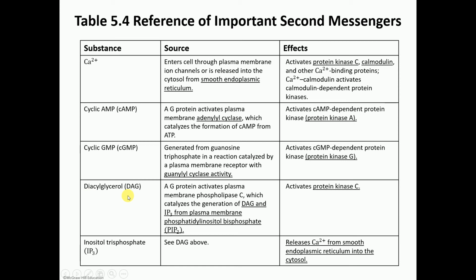DAG, or diacylglycerol, that was formed, DAG and IP3, both of them were formed due to the breakdown of PIP2 in the cell membrane due to the action of the enzyme phospholipase C. That DAG activates protein kinase C with the help of calcium. IP3, remember we just talked about how it was made. IP3 will attach to the calcium ion channels in the smooth ER, leading to the release of calcium, increasing the cytosolic calcium concentrations.